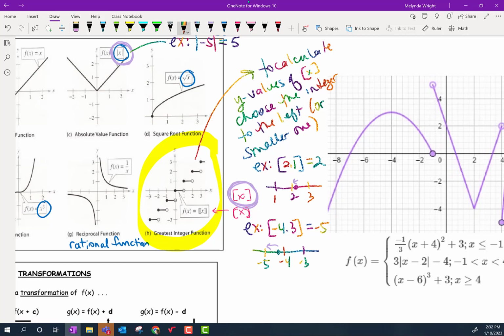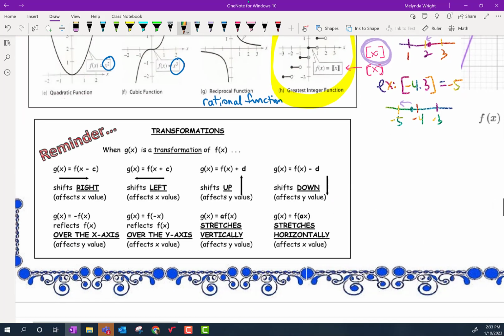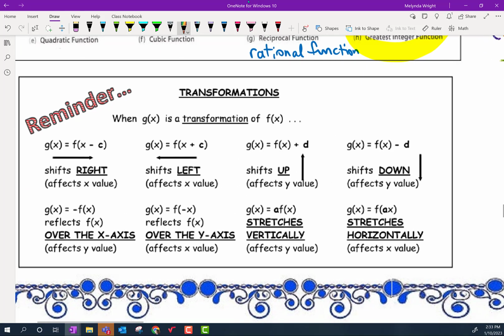Let's get a reminder of the transformations that we worked on last year. For adding and subtracting, that's this top row. If you're adding and subtracting inside with the x, it has the opposite effect. If you subtract a number, that shifts it right and changes the x value. If you add a number, that shifts it left and also changes the x value. So that's just a reminder.